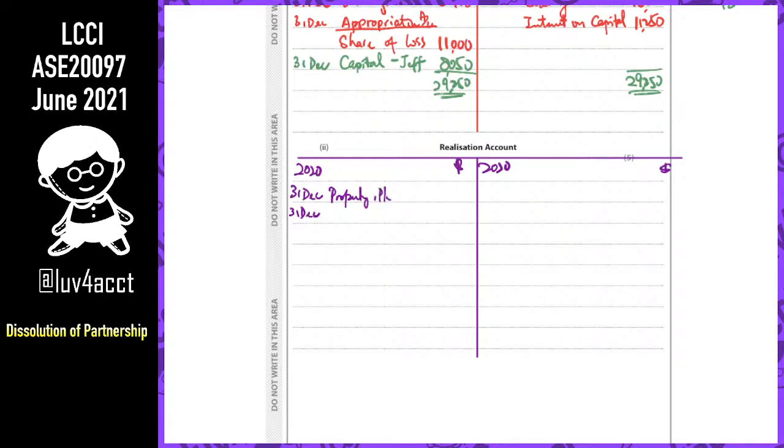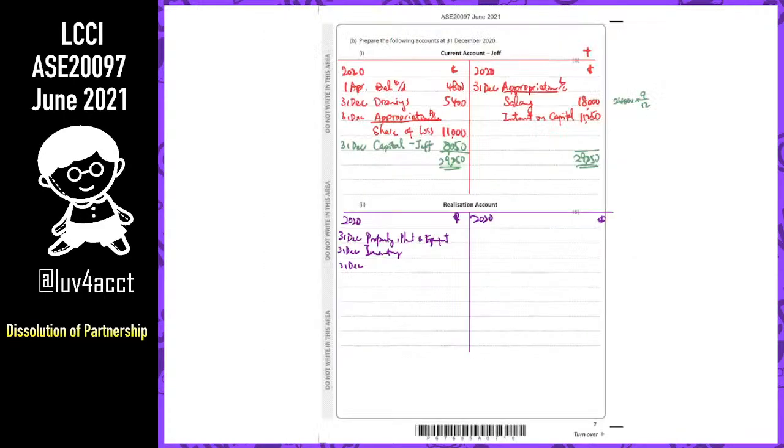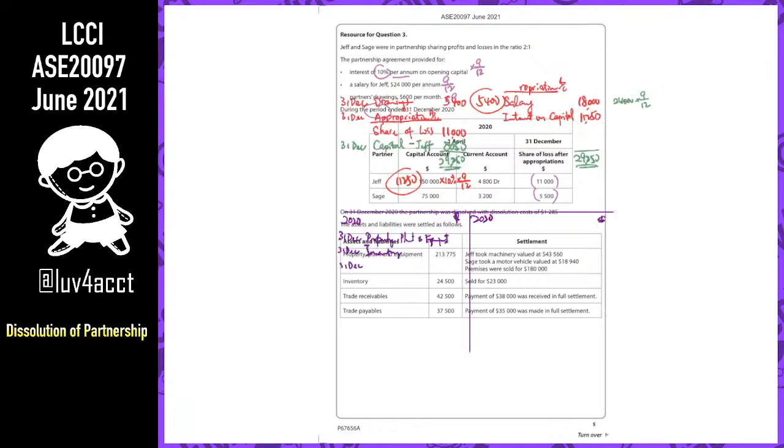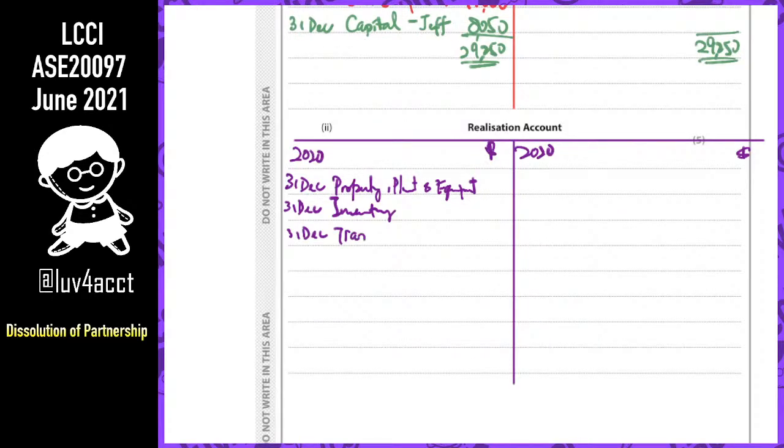Property, plant, and equipment. I will put all the items first. I think we have inventory, 31st December. Do we have trade payables? We have to go back and see. Trade receivables, trade payables. So trade receivables here, and 31st December, trade payables here. Let me fill in the information.